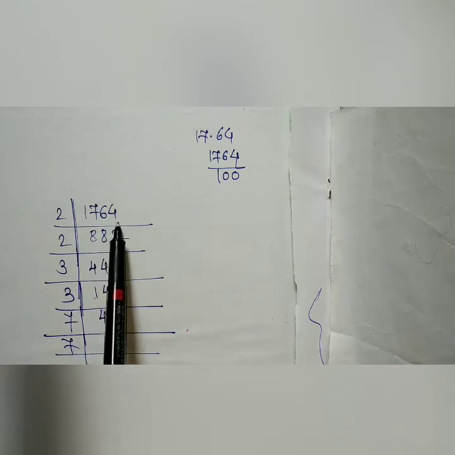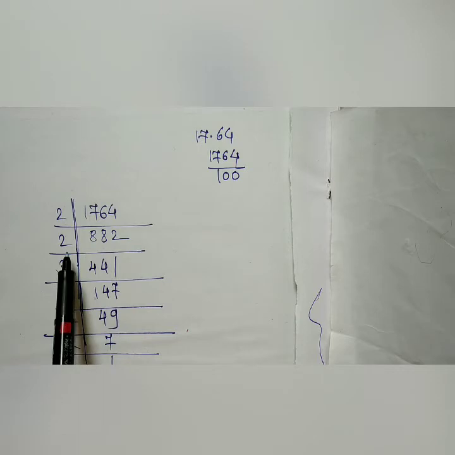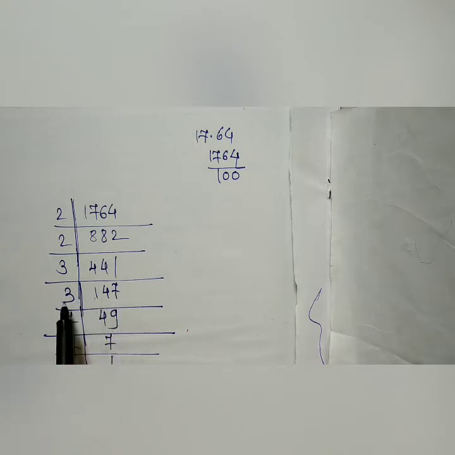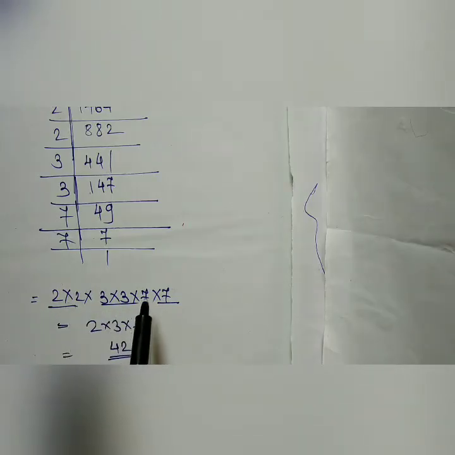Here the unit place is 4, so divide by 2 and we get 882. Again divide by 2 and we get 441. Then 441 is not divisible by 2. Therefore, the next prime number is 3. Divide again and we get 147. Again divide by 3 we get 49, and 49 divided by 7 gives 7; 7 sevens are 49. Therefore, the factors are 2 into 2 into 3 into 3 into 7 into 7.